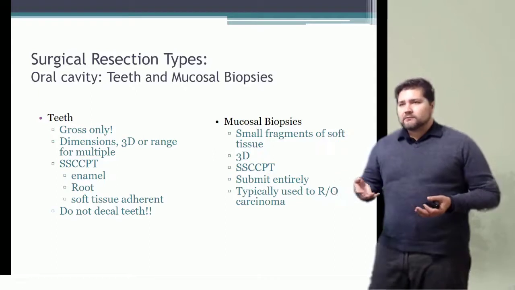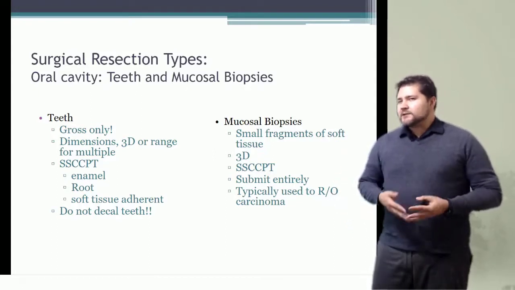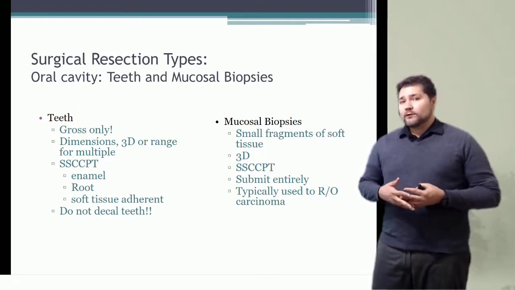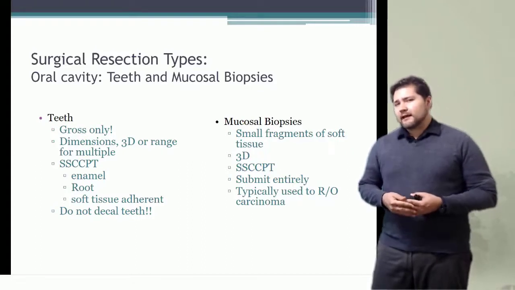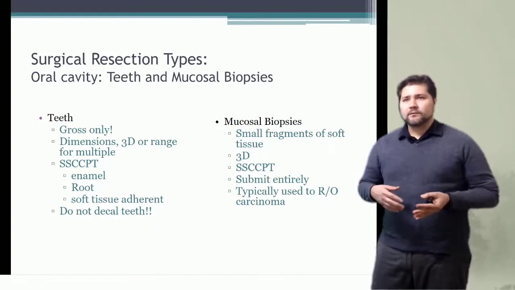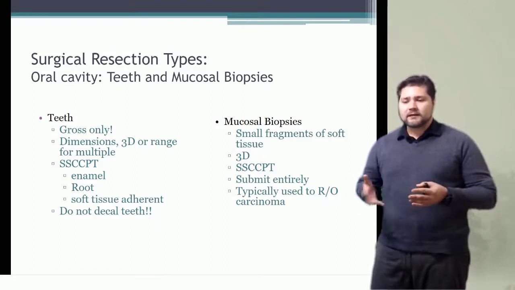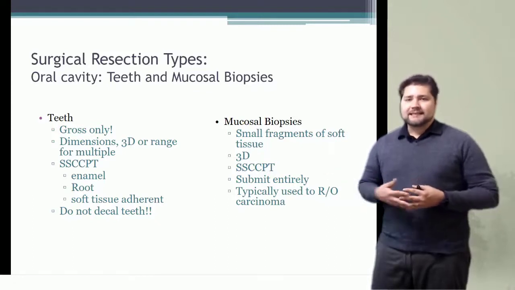Teeth are pretty much always going to be gross only. I have seen pathologists want to decal them, but decaling them is going to take forever, and it's going to leave you with not a whole lot to look at. So typically you'll get these, and what you want to do is just give a number of teeth. Ideally, you'll give the dimensions. You can give a range of measurements, and then you can give an aggregate. And you'll do the SSCCPT.